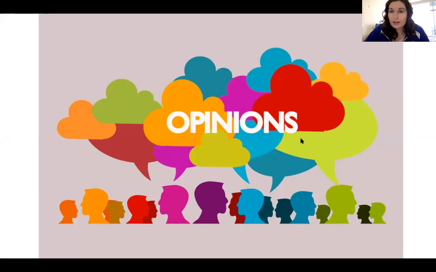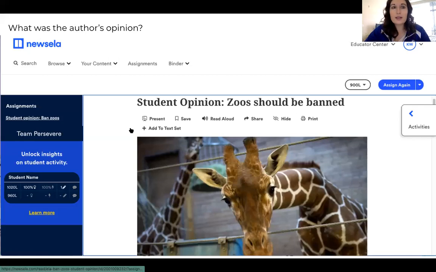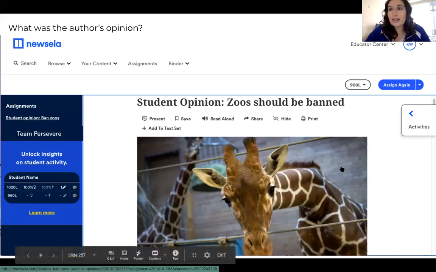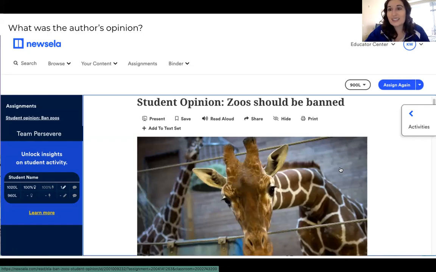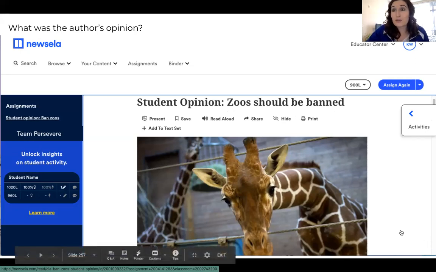So do authors. And sometimes an author's opinion is explicit. The text comes out and exactly says what the author is thinking and feeling. Like this example. This was a Newsela article that some of the students in my small reading group were reading last week. In the title of this article, it says zoos should be banned. It gives the author's opinion right in the title. We know that this individual does not think zoos are good, and they went on to give specific reasons to prove their opinion.